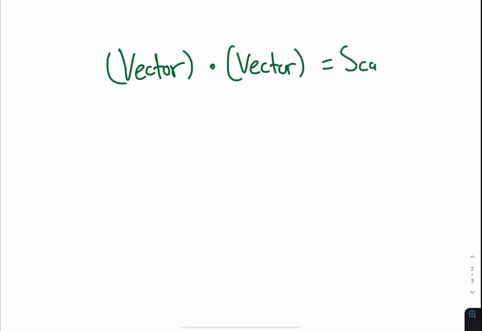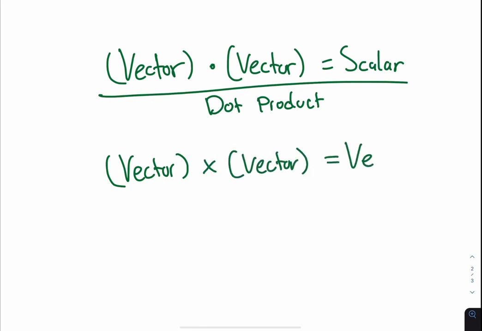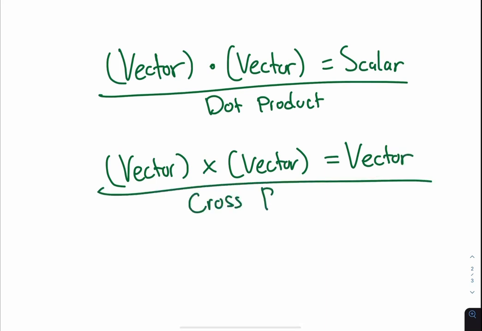Now, in the last video, I talked about how you could multiply a vector by another vector and end up with a scalar. This is the dot product. Now, I'm going to show you a different way of multiplying vectors. And this time, when you multiply them, you get a vector as the product. This is called the cross product. Notice the different signs I'm using.